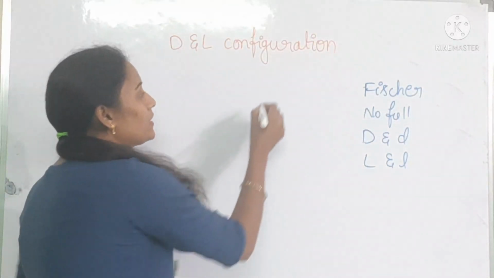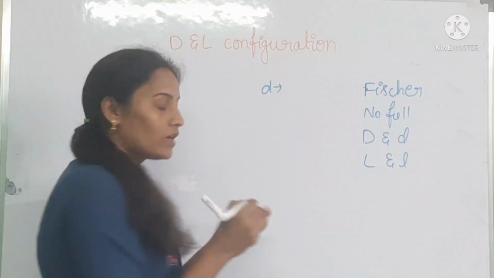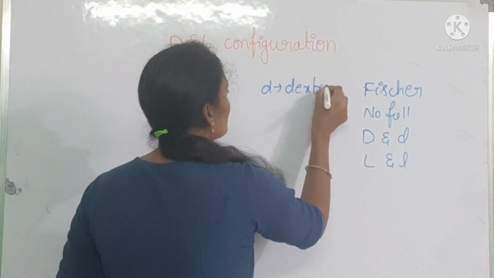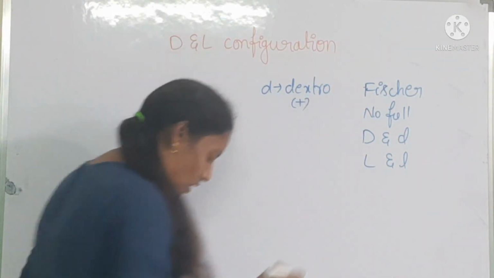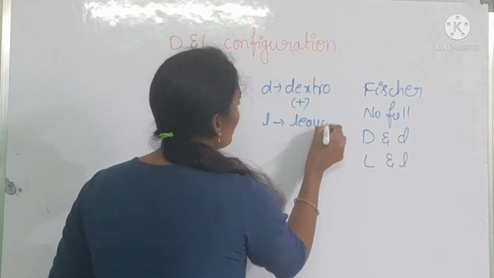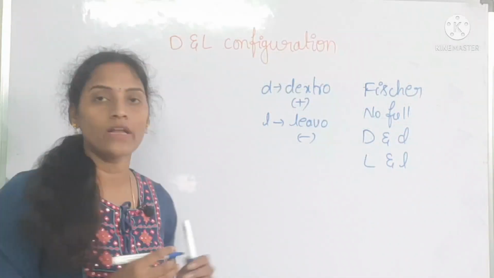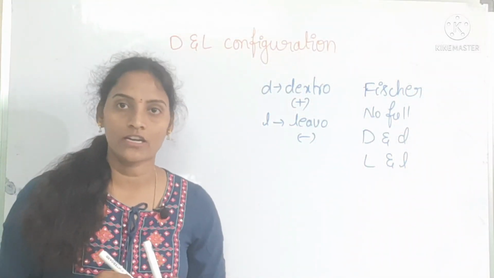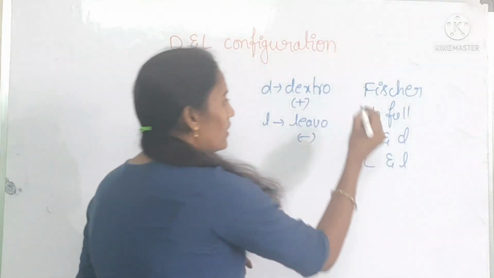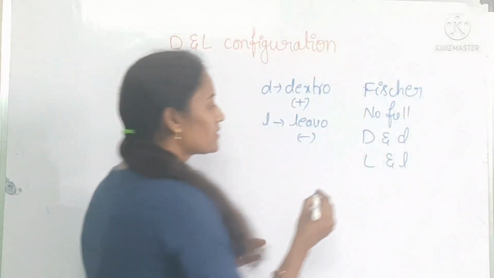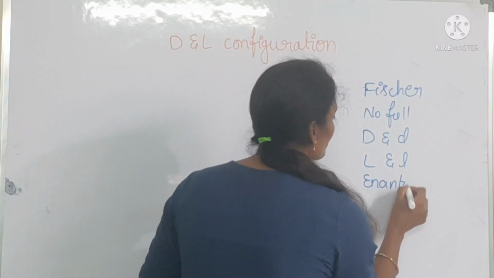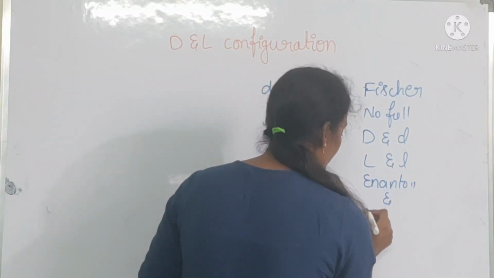The small d means dextrorotatory, that means plus form. The small l means levorotatory, that means it is minus form. These two values come from experimental conditions only, not from hypothetical conditions. See, these D and L configurations may be enantiomers or diastereomers.